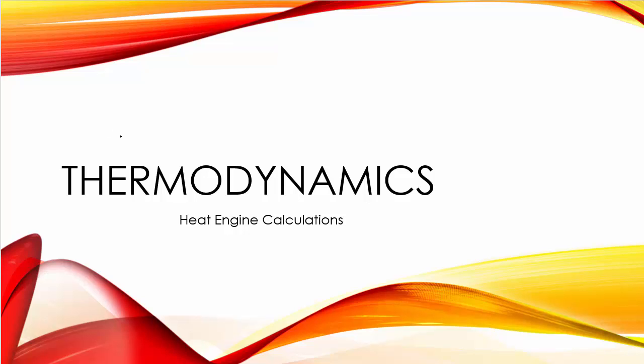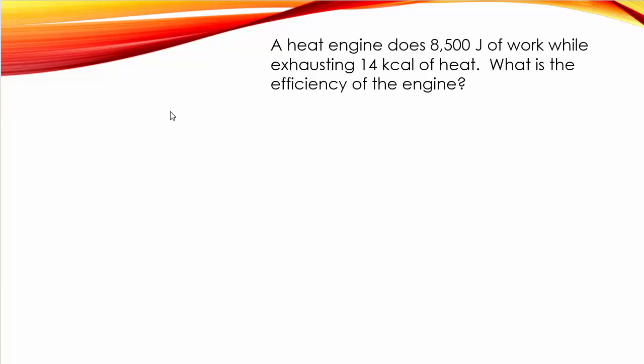Okay, just a couple of quick calculations with heat engines. First off, if we know that a heat engine does 8,500 joules of work, but it exhausts 14 kilocalories of heat, then we can find the efficiency of that engine. So if you remember, efficiency was the work out over QH. So that's what we're trying to find. We need to figure out where these numbers go.